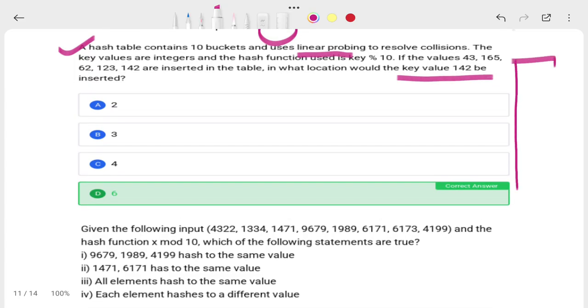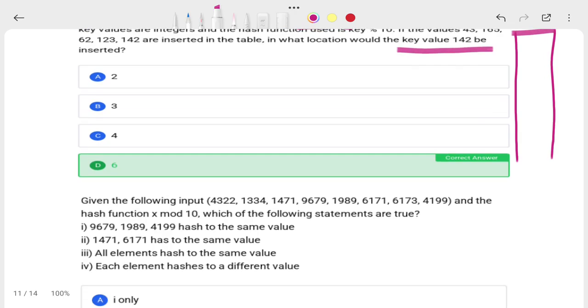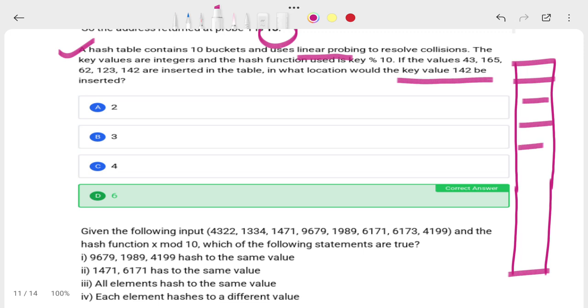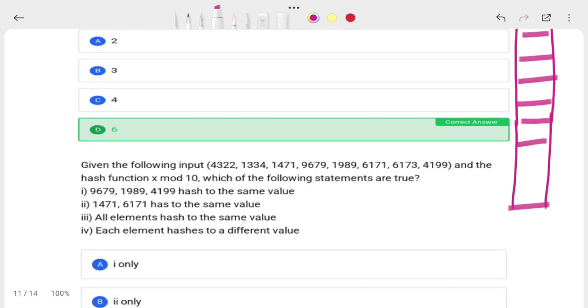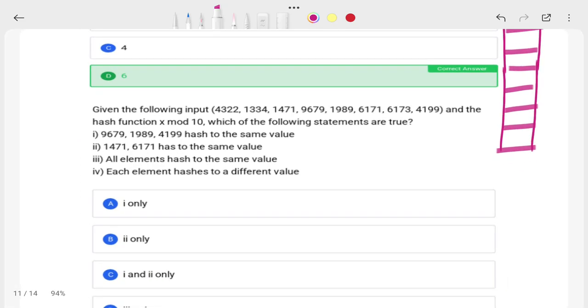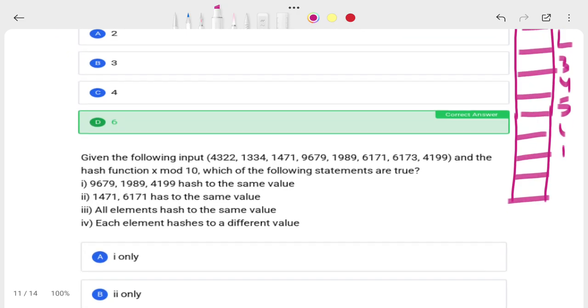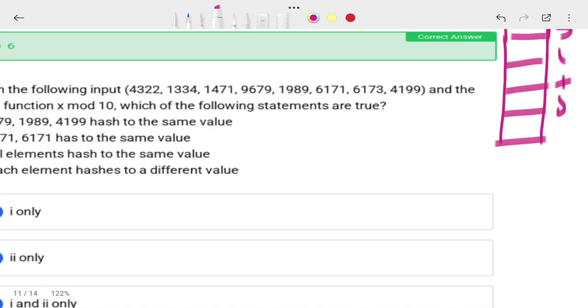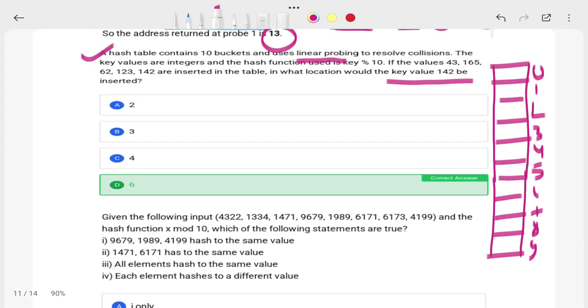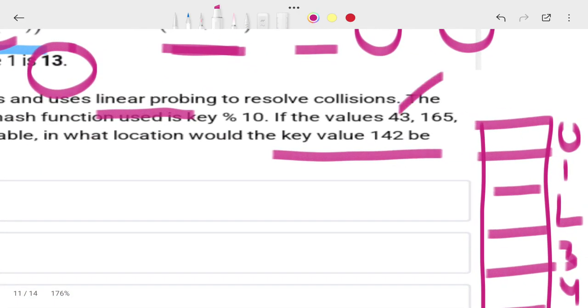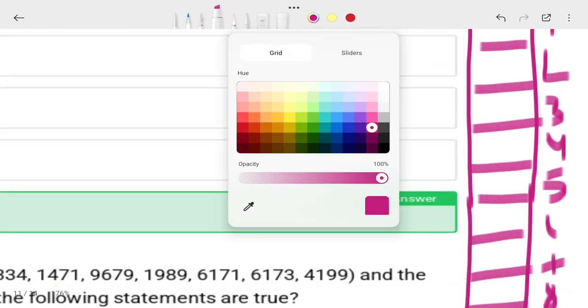You will create one hash table. Okay, so the size is equal to 10. Size is equal to 10 means locations 0, 1, 2, 3, 4, 5, 6, 7, 8, 9. Done. Now see here. At first I have to divide by 10. Now you can see 43 divided by 10 gives remainder 3. So what is the meaning of this?